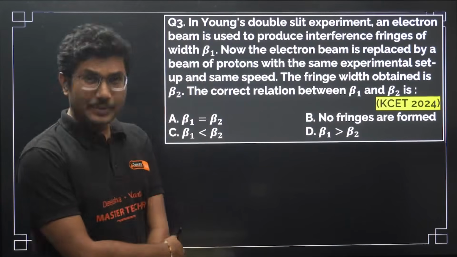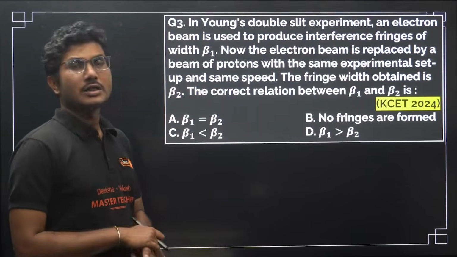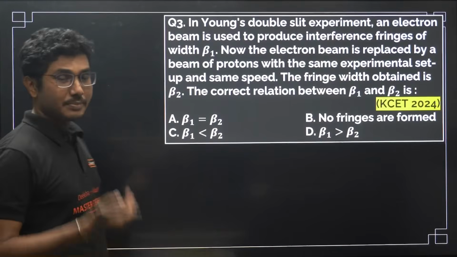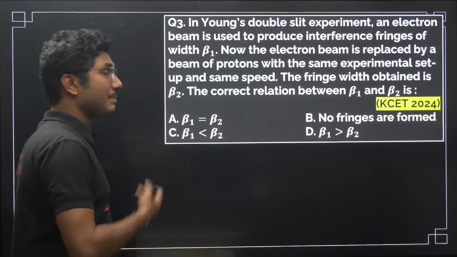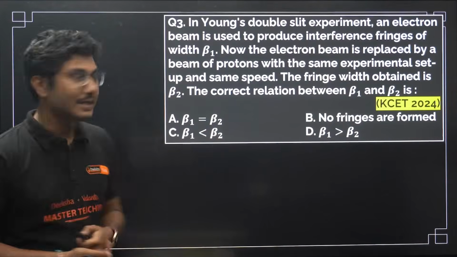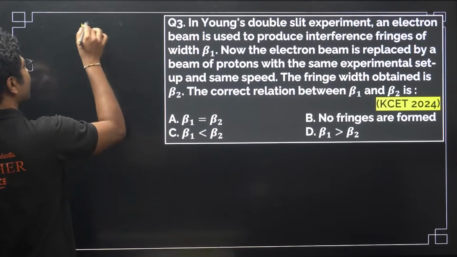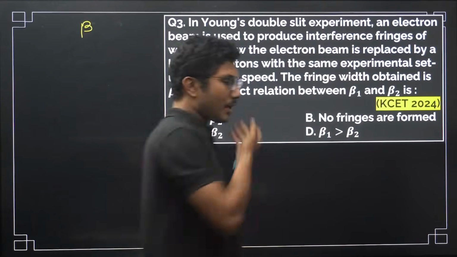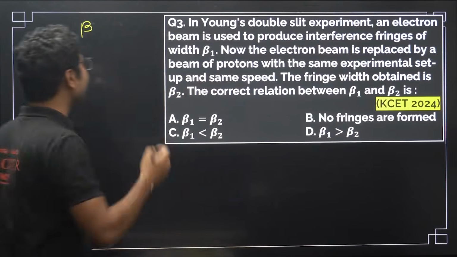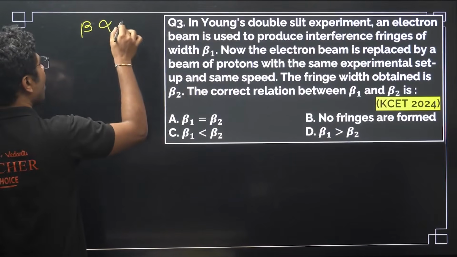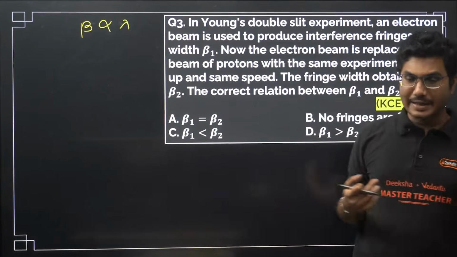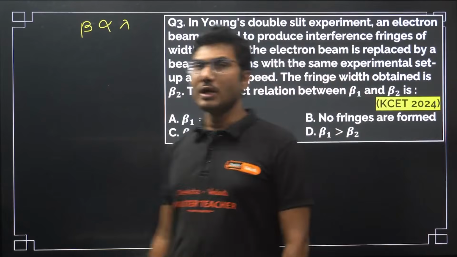not 100% from this chapter. You need to know the concept of dual nature of radiation, but this question is from this chapter, so you have to study it. Maybe later on, once all the chapters are finished, you can come back to this question and answer it. But you have to remember that even though it is not completely part of the syllabus, fringe width concepts are still part of the syllabus. Fringe width is proportional to the wavelength of light. Fringe width in double slit experiment is directly proportional to the wavelength of light.